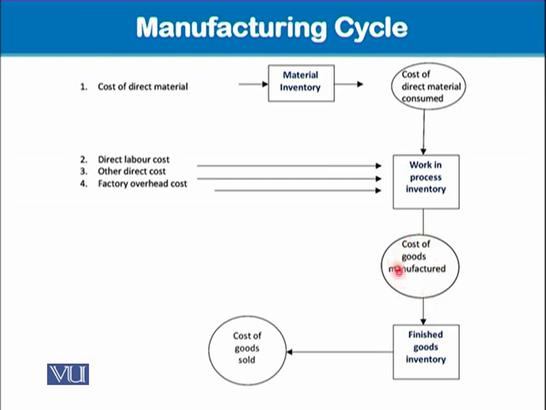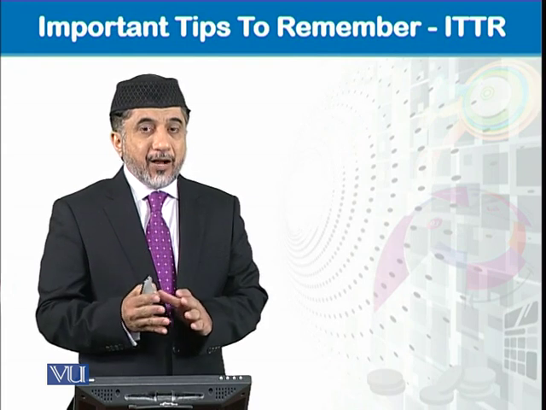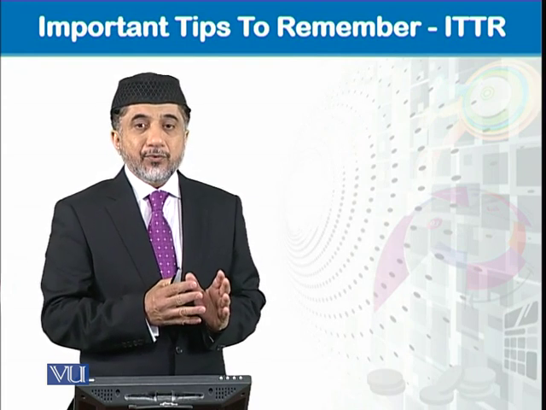Then this cost of finished goods is adjusted with the finished goods inventory, which means the opening balance and closing balance of inventory of finished goods is adjusted with this cost of goods manufactured, and ultimately we get this figure, which is cost of goods sold. So this is the cycle that we must understand, how a manufacturing entity works out its cost of goods manufactured, and then ultimately how it is taken to the cost of goods sold.